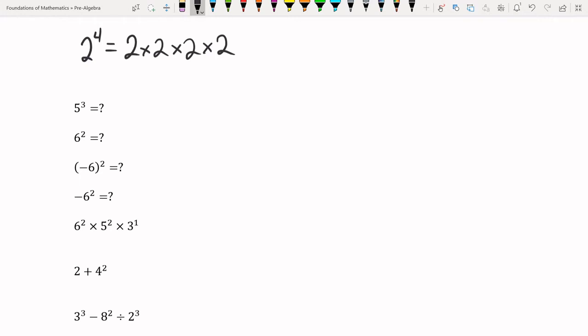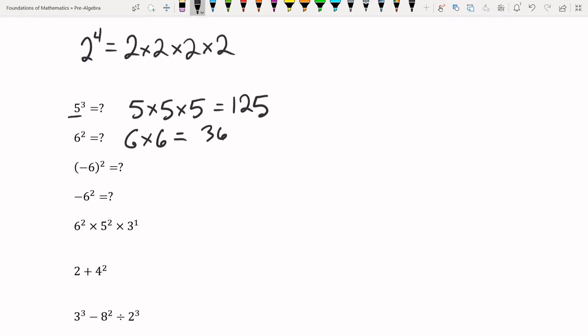So if I have 5 cubed, as this first problem is, 5 cubed is 5 times 5 times 5. 5 times 5 times 5 is 125. 6 squared would be 6 times 6. There's just 2 lots of 6. 6 times 6 is 36.